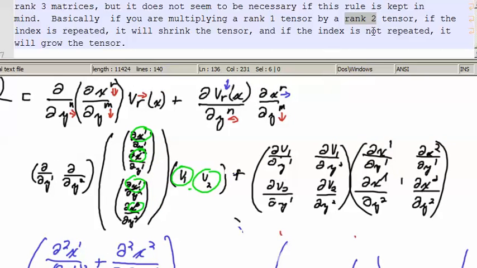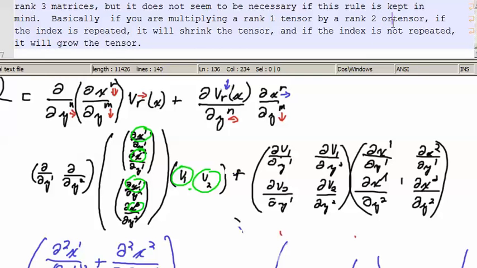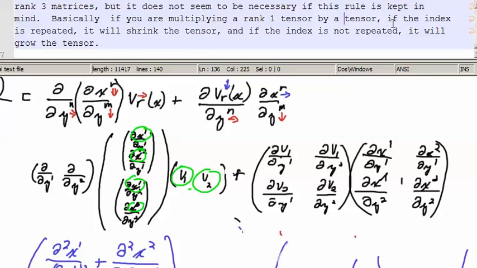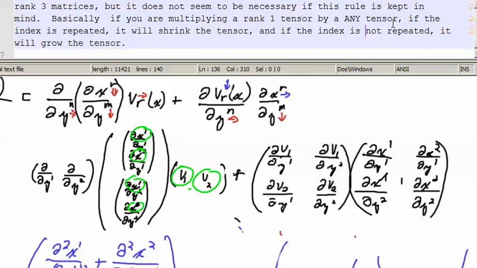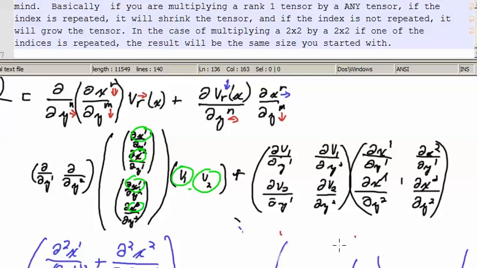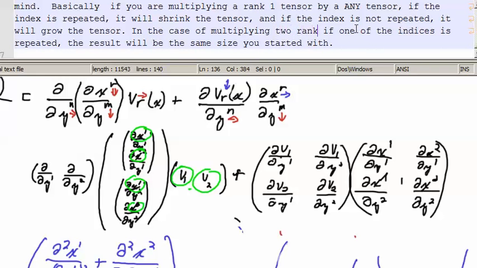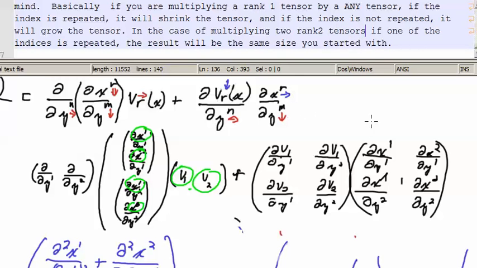Rank 1 tensor by a rank 2, or actually by any tensor. If the index is repeated, it will shrink the tensor, and if the index is not repeated, it will grow the tensor. In the case of multiplying a 2 by 2 by a 2 by 2, if one of the indices is repeated, the result will be the same size you started with. I should say rank 2. Multiplying two rank 2 tensors, if one of the indices is repeated, the result will be the same size you started with. I'm not sure what would happen if you multiplied two rank 2 tensors where neither index was repeated.